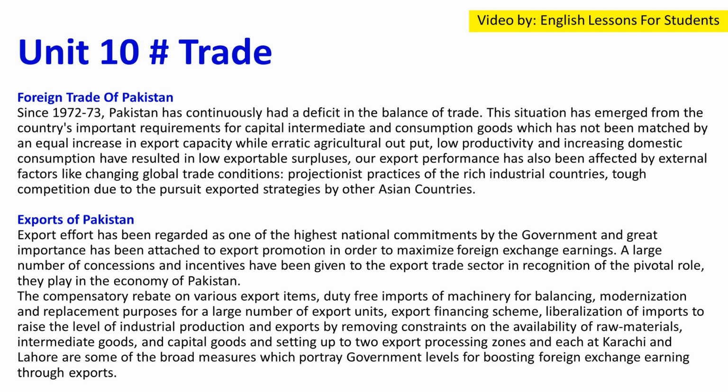The compensatory rebate on various export items, duty-free imports of machinery for balancing, modernization and replacement purposes for a large number of export units, export financing scheme, liberalization of imports to raise the level of industrial production and exports by removing constraints on the availability of raw materials, intermediate goods and capital goods, and setting up two export processing zones, one each at Karachi and Lahore, are some of the broad measures which portray government efforts for boosting foreign exchange earning through exports.